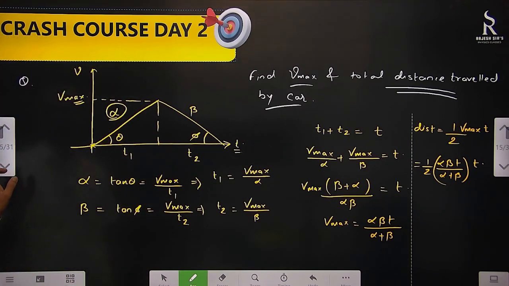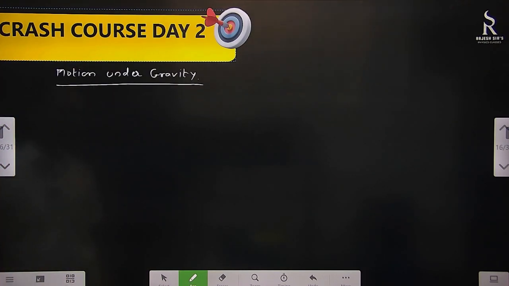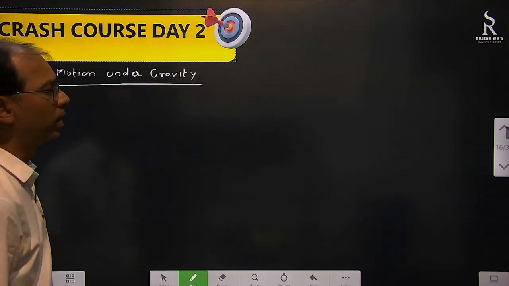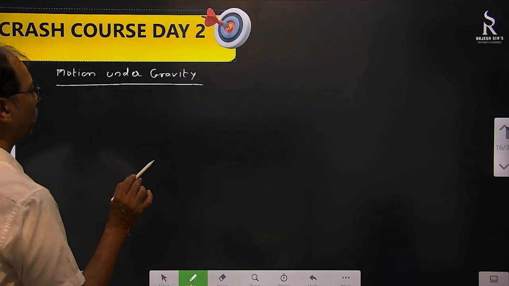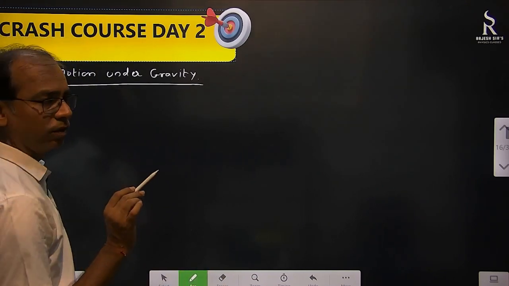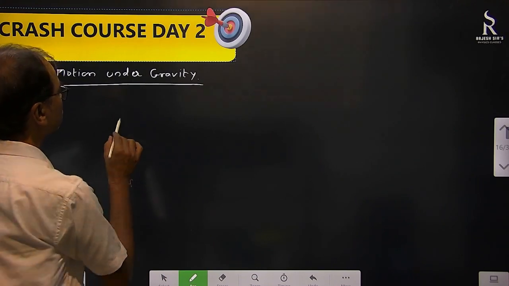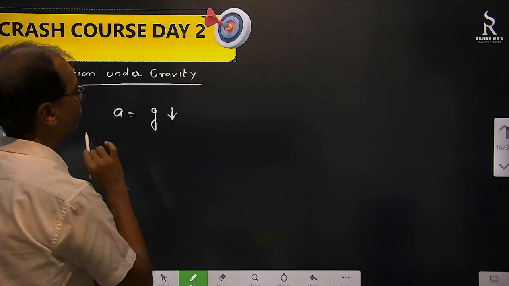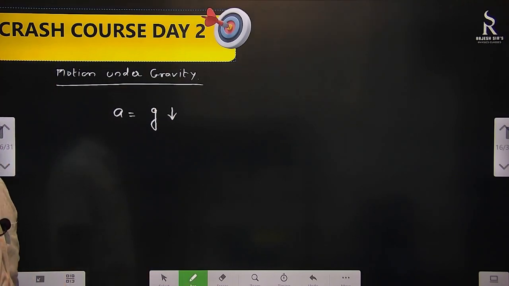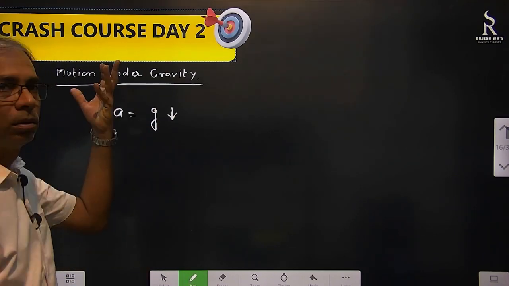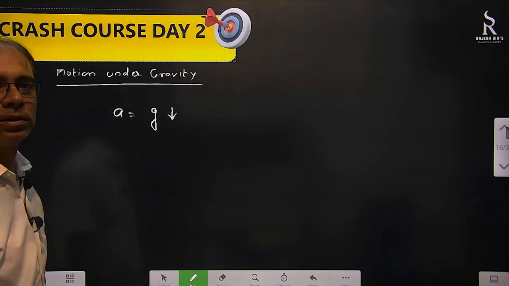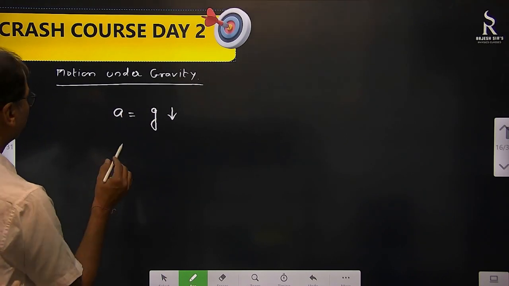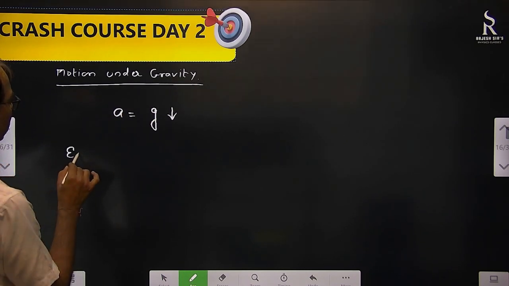What next? Next is motion under gravity. Motion under gravity means what? In this one, there is a constant pull of gravity, gravity of Earth, downwards. Because of this, we have force downwards. So we always have acceleration due to gravity downwards only. Whether you go up or you go down, it is always like this. So the first thing that we are going to do is write the equation of continuity.